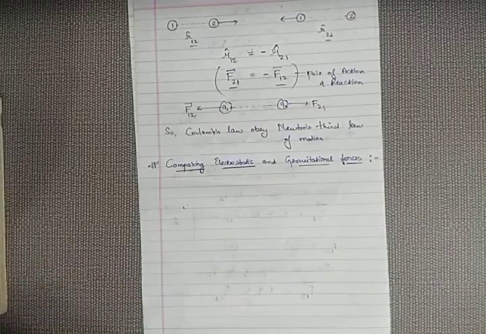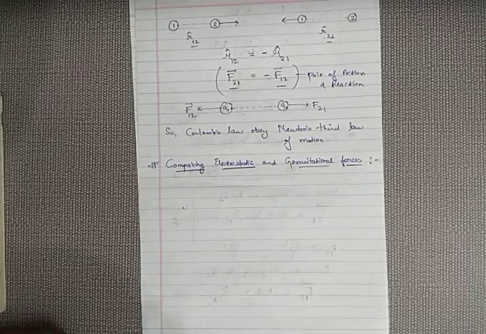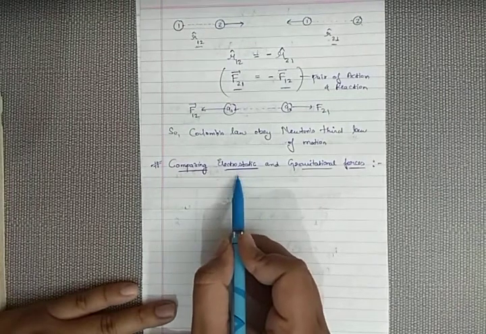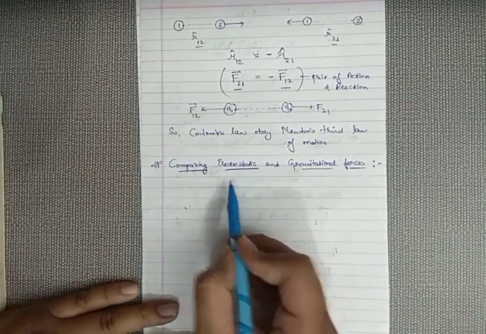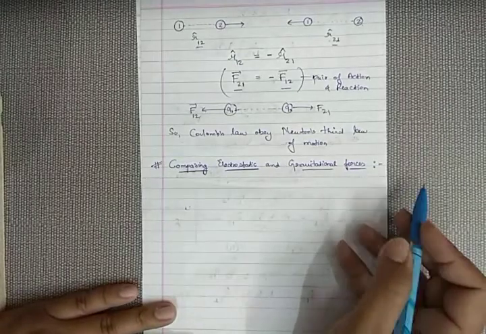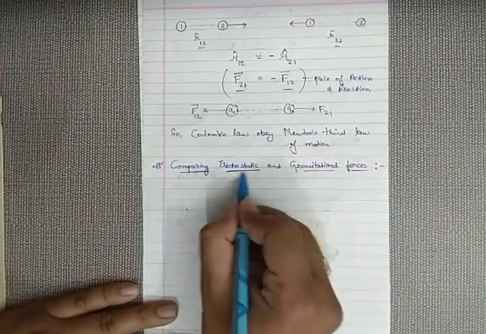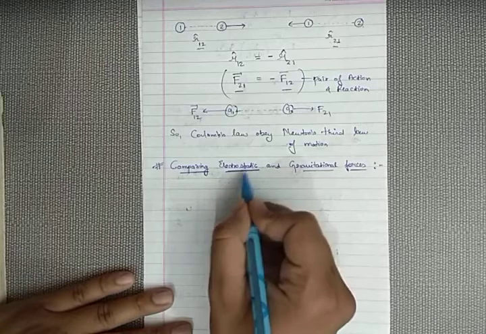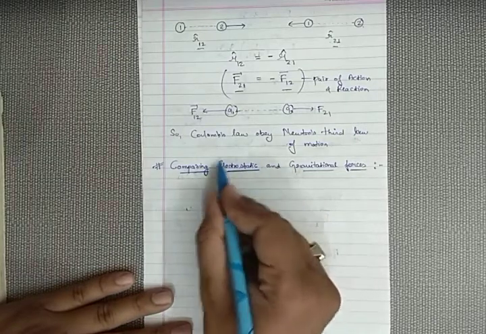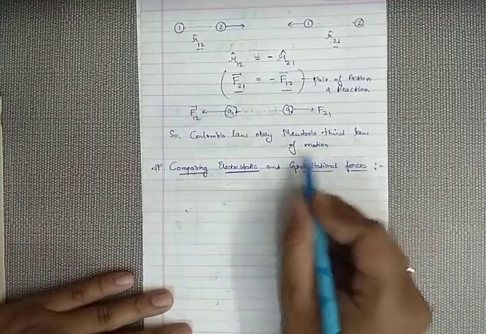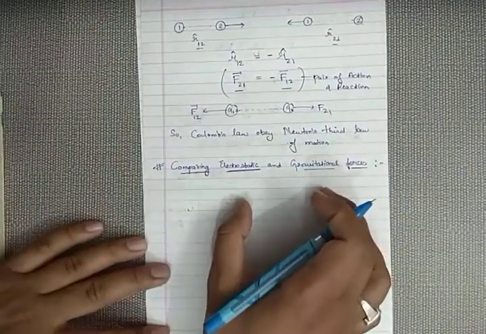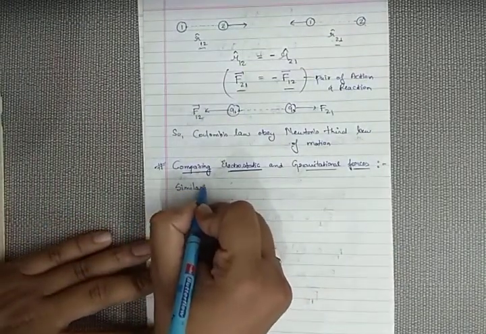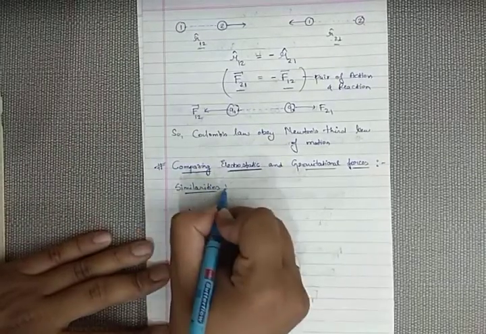Now let's have a small look at the comparison between electrostatic force and gravitational force. Electrostatic force was given by Charles Augustin Coulomb and gravitational force was given by Newton's law of gravitation. In electrostatic force, we are studying the force between two charges, and here we are studying the force between two masses. So there are some similarities and some dissimilarities between them. First of all, we will discuss the similarities.